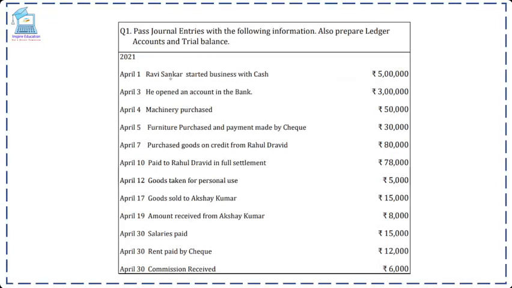Mr. Ravi Shankar started business with cash, then he opened a bank account with 3 lakhs, purchased machinery, purchased furniture and made payment by check, purchased goods on credit from Rahul Dravid, paid Rahul Dravid in full settlement 78,000, took goods for personal use, sold goods to Akshay Kumar, received the amount from Akshay Kumar, paid salaries, paid rent by check, received commission. So all these are very easy journal entries. First let us start with the journal entries.